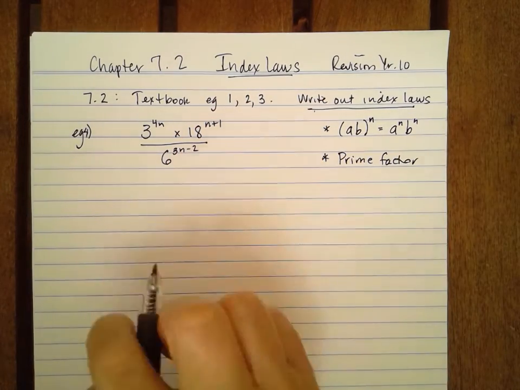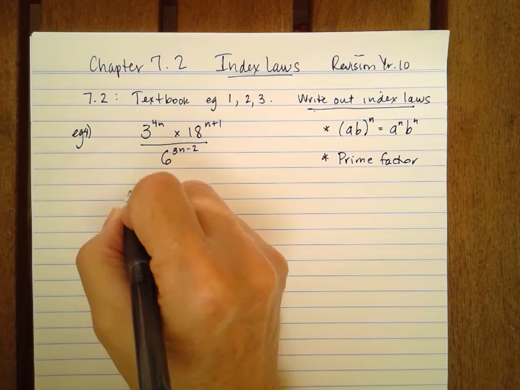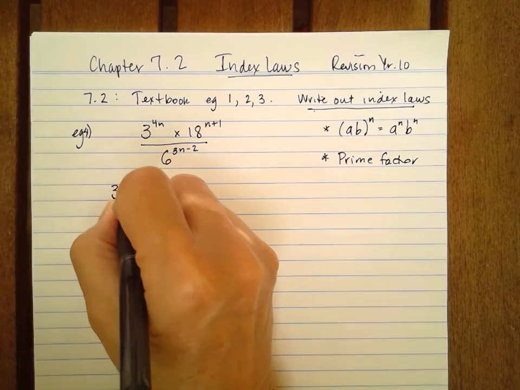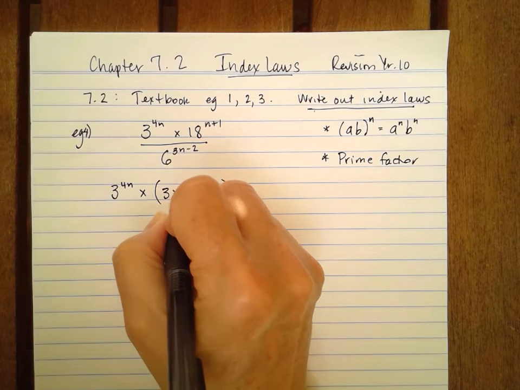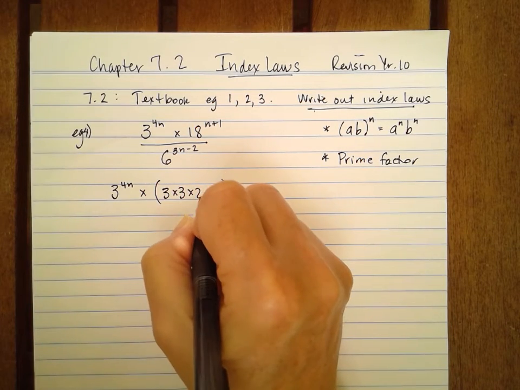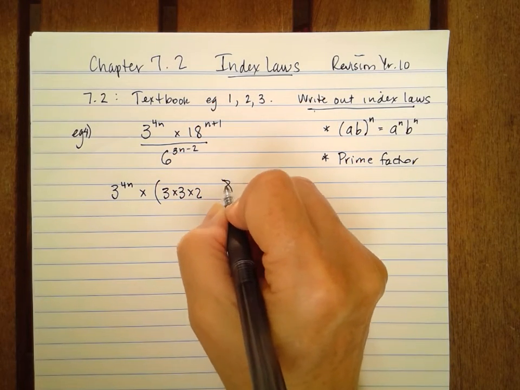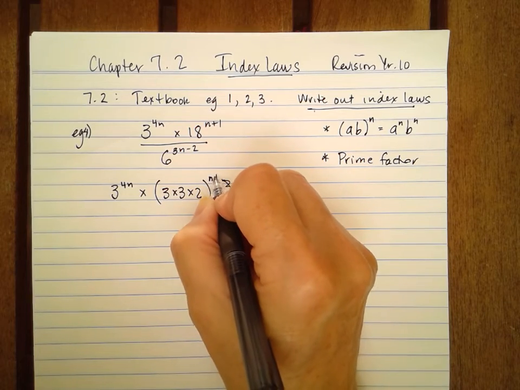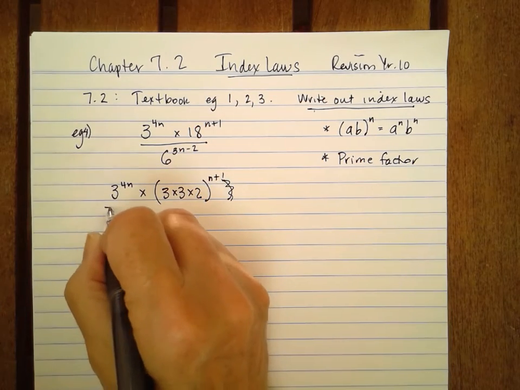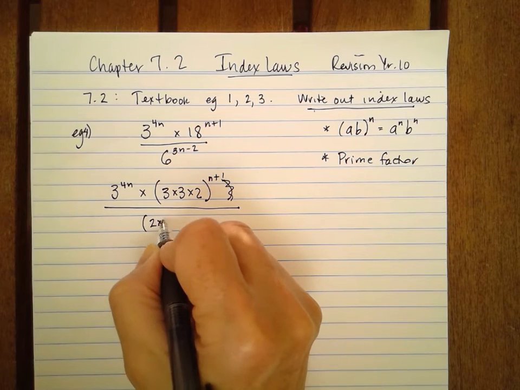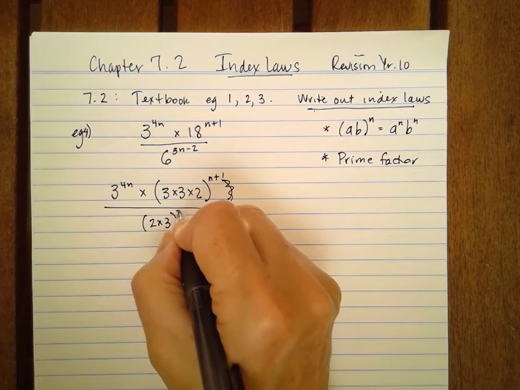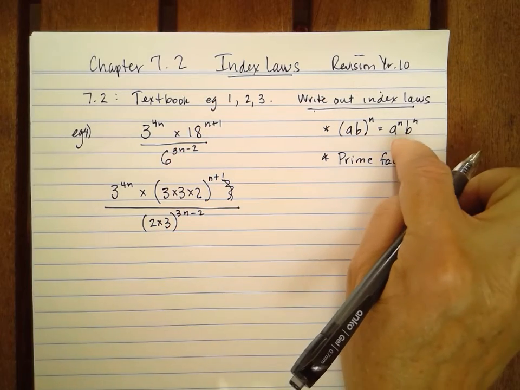Okay, so I'm going to prime factor these two numbers so I can try to get like bases. So I'm going to say 3 to the 4n times, and then 18 prime factorized is 3 times 3, or 9, times 2, to the n plus 1. Okay? And then down here I have 2 times 3, that's what 6 is, to the 3n minus 2. And I'm going to use this law.